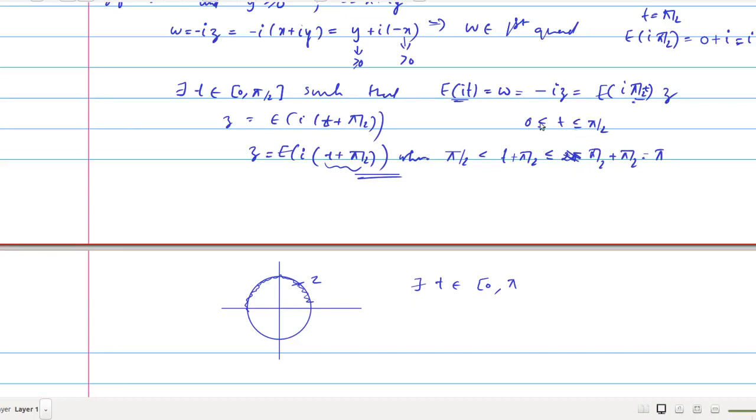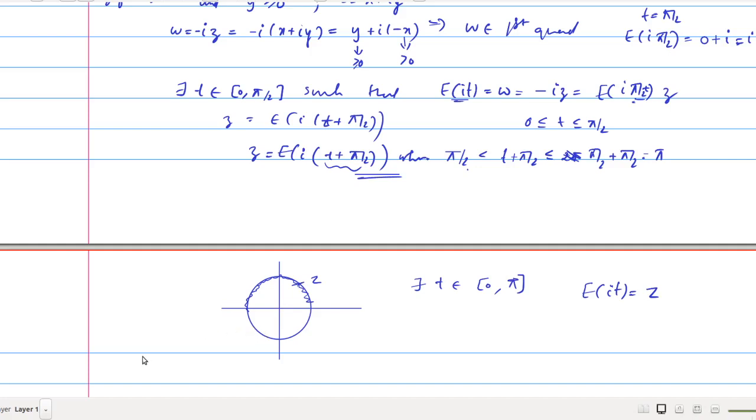When we add pi by 2 to this inequality, we get pi by 2 less than t plus pi by 2 less than or equal to pi by 2 plus pi by 2, that is pi. So from this interval, for any z belonging to this segment, there exists t belonging to this such that e of it is equal to z. Okay, so that is the previous discussion.